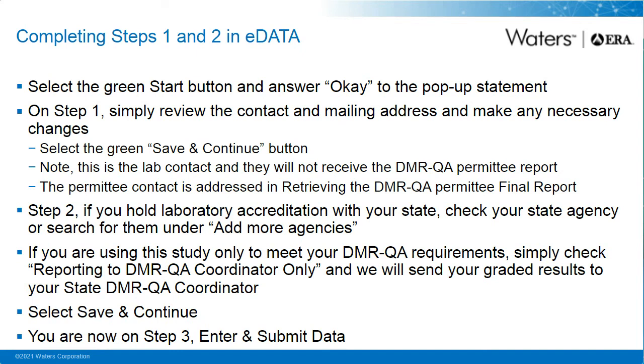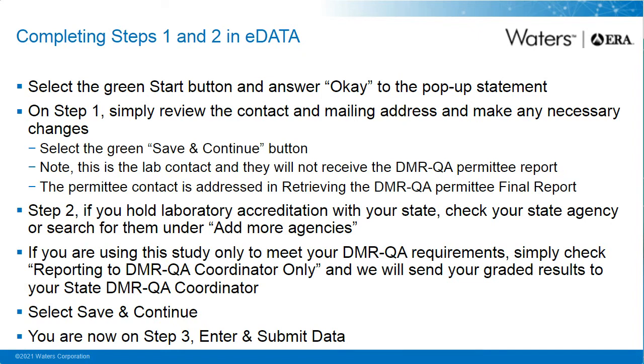You'll notice a lot of green Save buttons on the EData website. One note, this is your lab contact, and they actually won't receive the DMR-QA Permittee report unless they are also the Permittee contact. We'll cover the Permittee contacts later in the Retrieving the DMR-QA Permittee Final Report section. So after saving, you'll see the Enter Mailing Address button for step number 1 is now green and includes a little check mark indicating the step is complete.